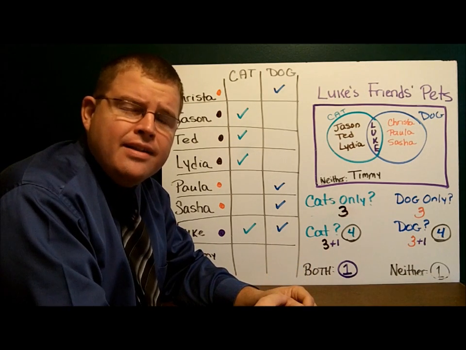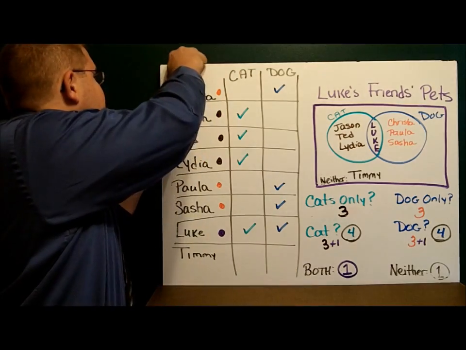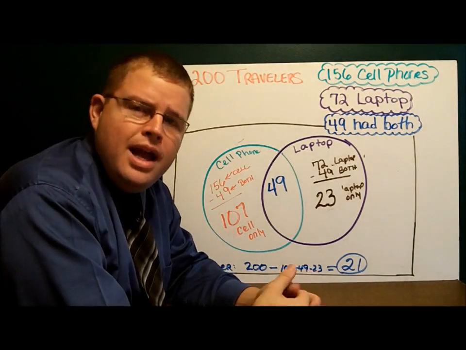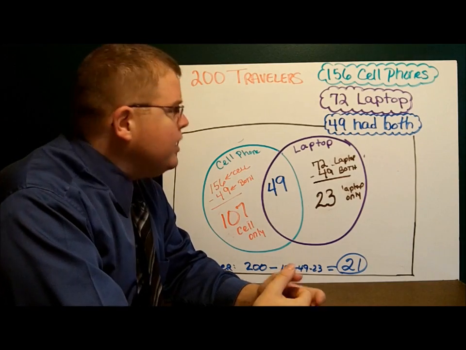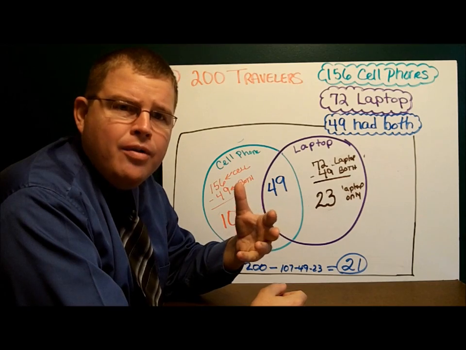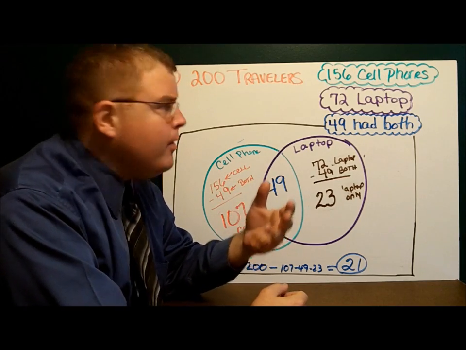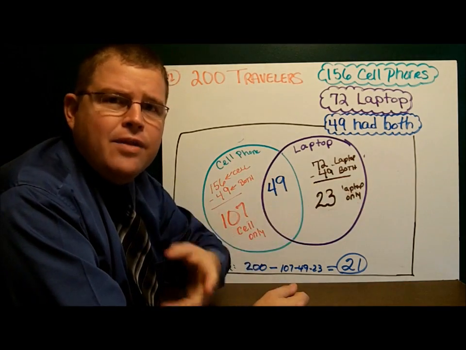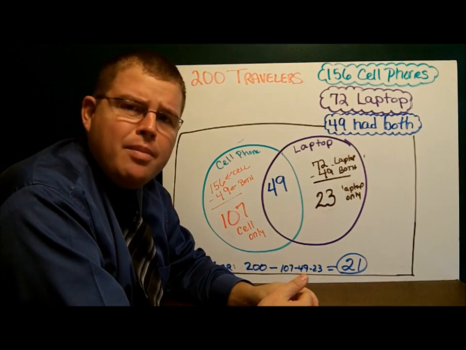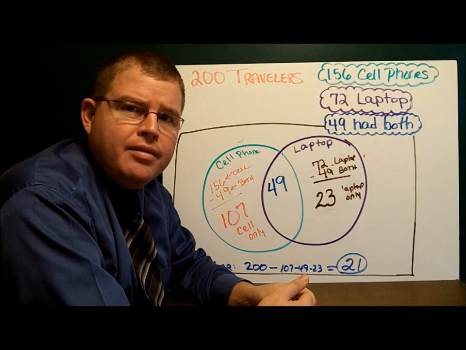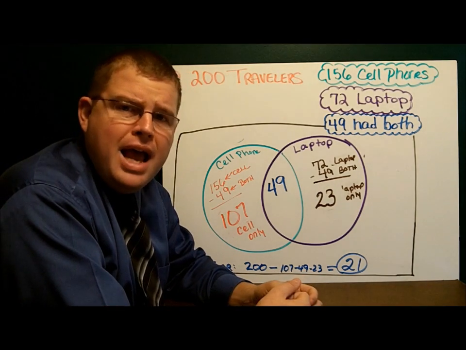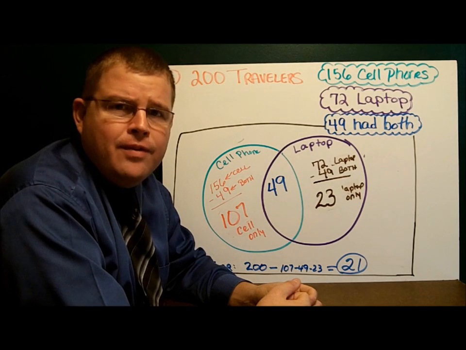Let's take a look at the next example. In the next example, we've gone up to the Rochester airport, and we're conducting a survey. We're looking at a total of 200 travelers today. And here's what we found out from the security people. 156 cell phones went through the X-ray machine. 72 laptop computers went through the X-ray machine. And 49 of the people who went through had both a computer and a cell phone.